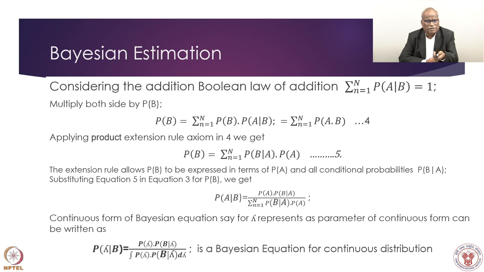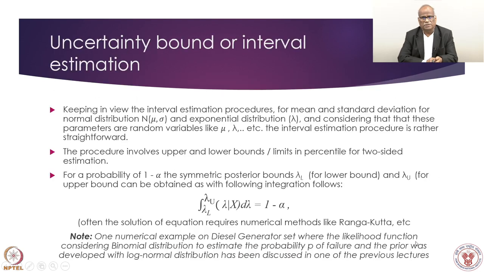then we have the probability of failure rate, which is a continuum of values, given B, some evidence, equal to the probability of failure rate into the same formulation, but here it is an integration over the available range, and this is called the averaging term or normalizing term. This is the Bayesian equation in continuous distribution.